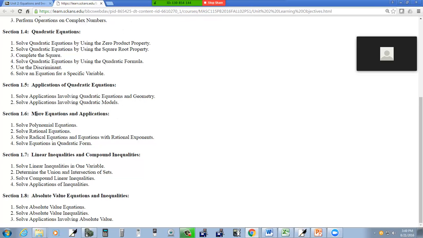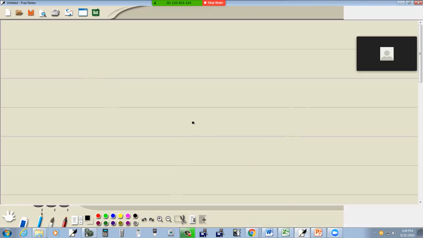Okay. So section 1.6, polynomial equations. Now the polynomial equations, let me show an example. You'll have x to the third plus 3x squared minus 9x minus 27 equals 0. Let me double check that. Okay.